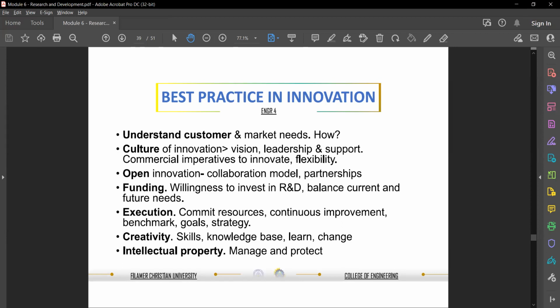So kasama dito dapat yung market research pa rin. And then creativity. So skills, knowledge base, learn, and dapat you should adapt change. Ayan. So you should adapt change. Then of course, yung last but not the least is the intellectual property. So this is to secure and to protect your property. Kaya kapag may na-invent ka na parang feeling mo ito yung pioneer na product, so you should apply for intellectual property rights para hindi makopya. Diba?